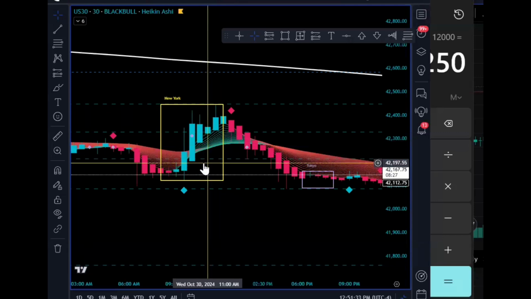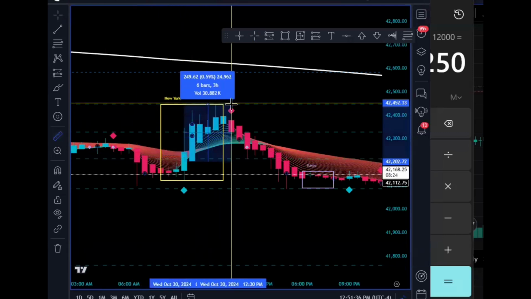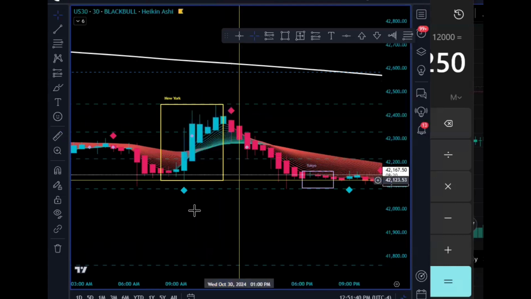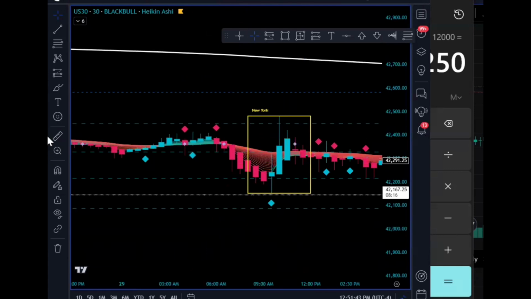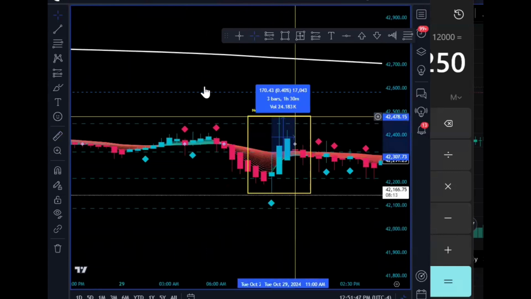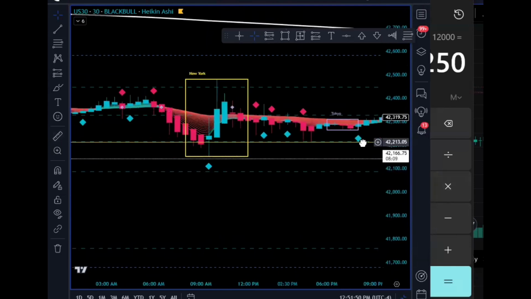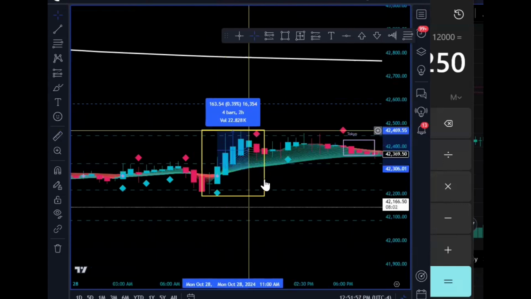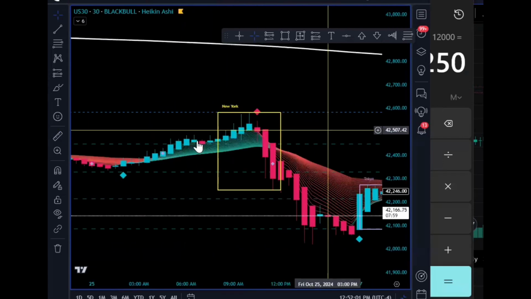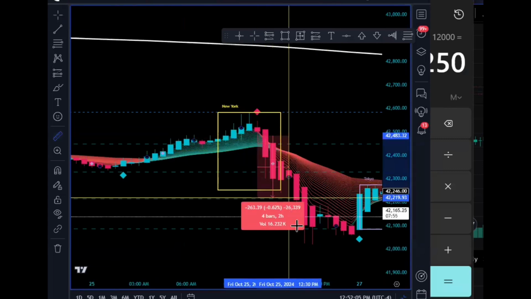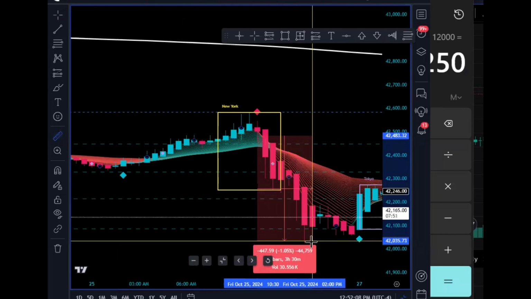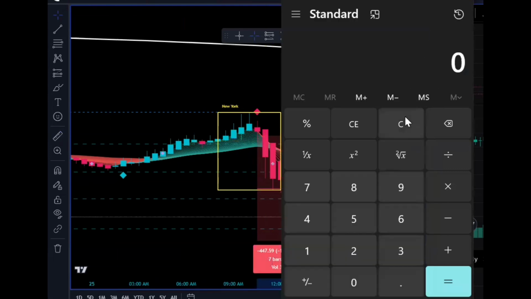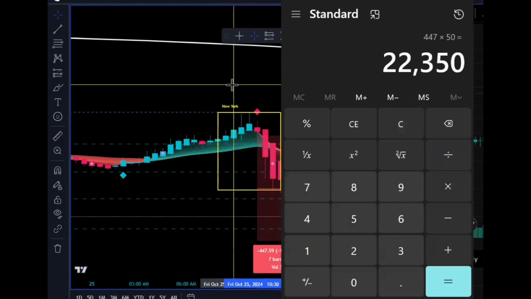Day before. Now you can see and know exactly what you're looking at, right? 242 times 50. Another one. 170 times 50. 165. Oof. This is all in the same week. Well, this is last week, Friday. 447. Yeah, that's crazy. So divide that by 2, and that's what your payout would be, right?